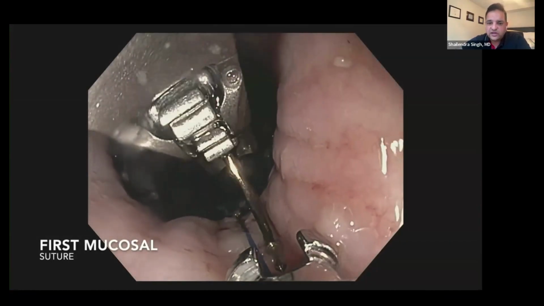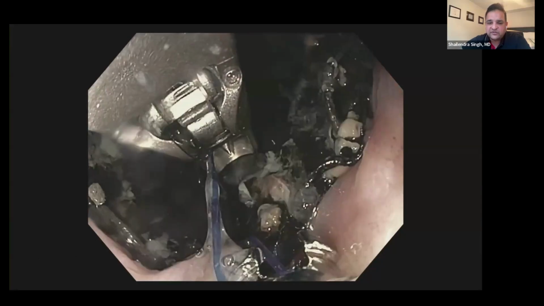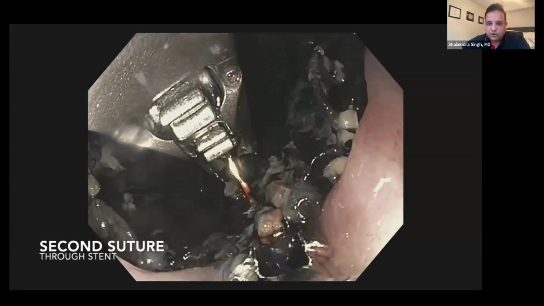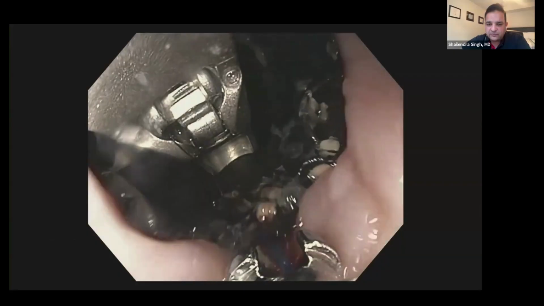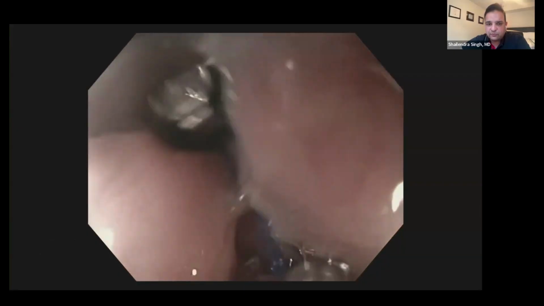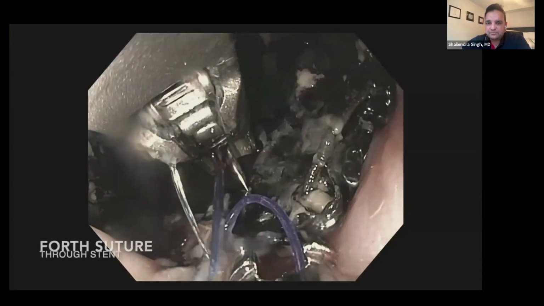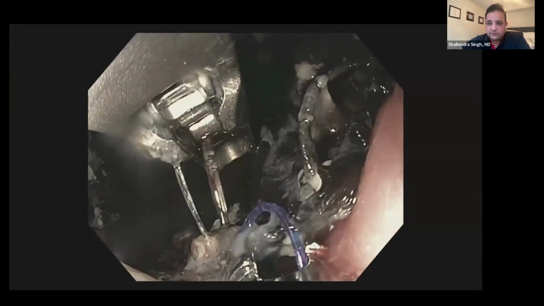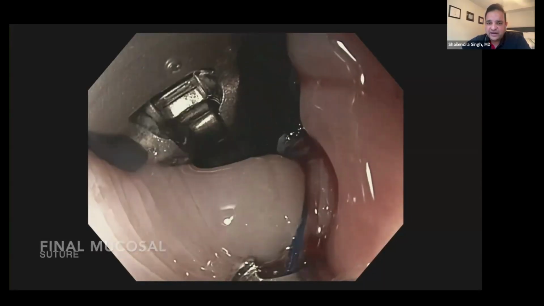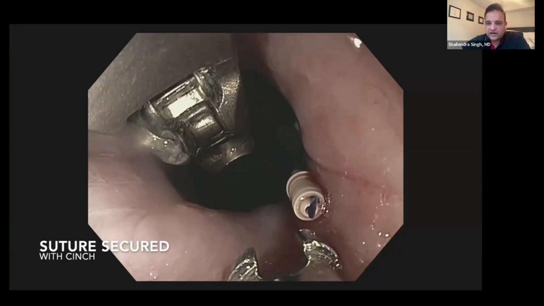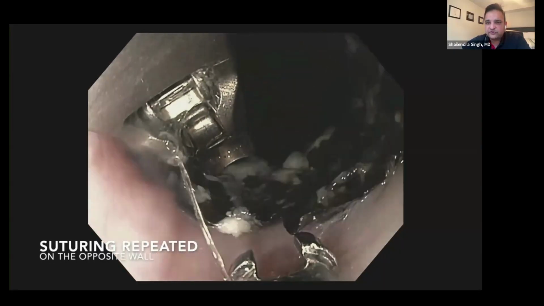So, the technique I use, and we used during our randomized control trial, was we take a deep bite on the esophageal wall, and I use suction and without any helix, and then take one bite on the stent and take a bite again on the esophageal wall, and then a second bite is taken on the esophageal stent, followed by a few bites, again deep bites on the esophageal wall.